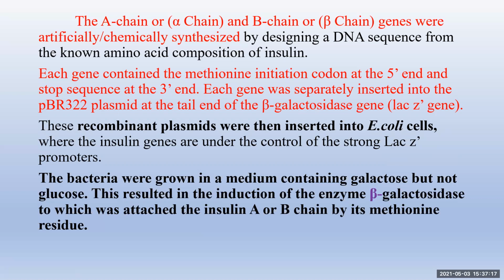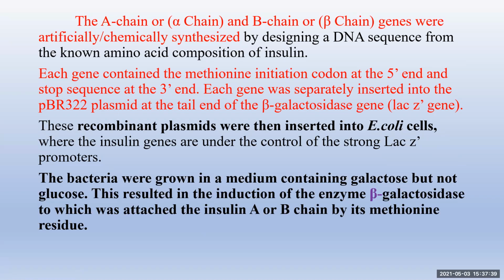Each gene, A and B, alpha and beta, was separately inserted into the pBR322 plasmid. At what point? At the tail end of the beta galactosidase gene, that means at the tail end of the lacZ gene. The recombinant plasmids were then inserted into E. coli cells, where the insulin genes were under the control of the strong lacZ promoter.